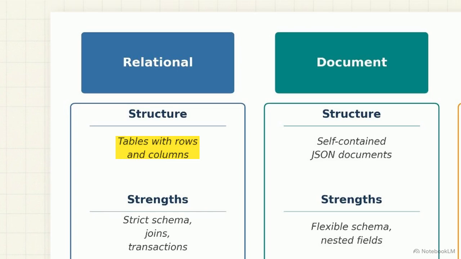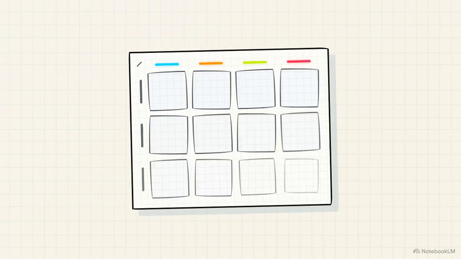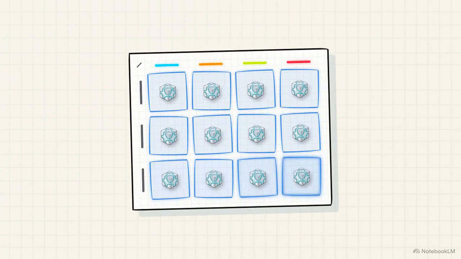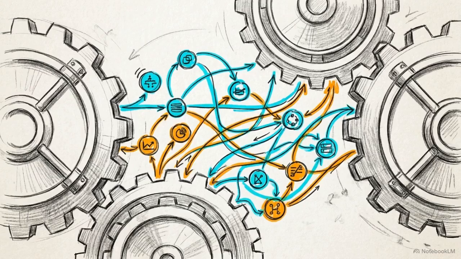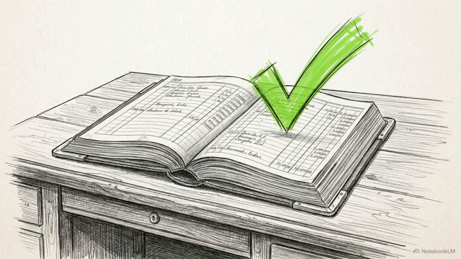Think of this as a highly disciplined spreadsheet. It organizes information into strict tables with distinct rows and columns. Use this structure when your application demands clear relationships between entities and requires multi-record transactions, like a banking ledger where correctness takes priority over raw speed.